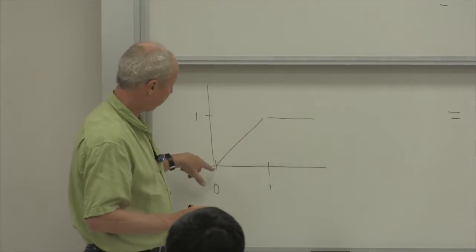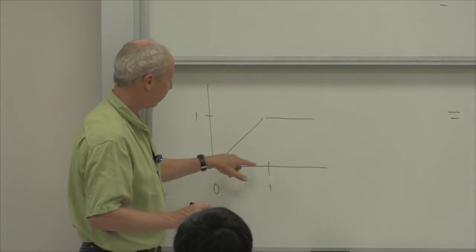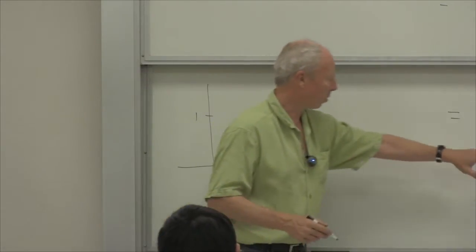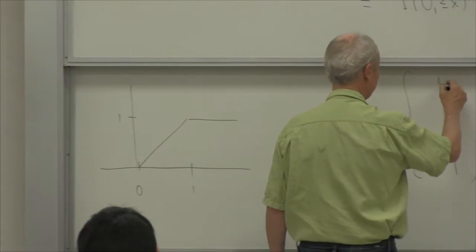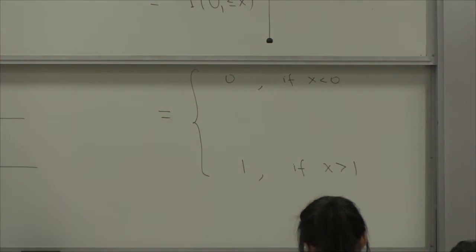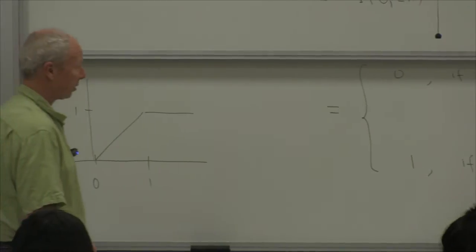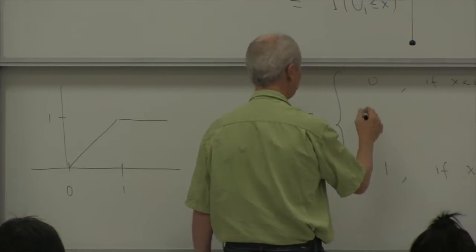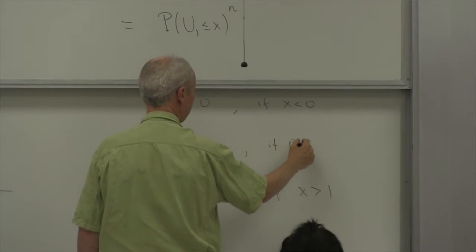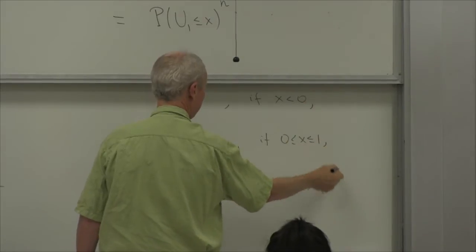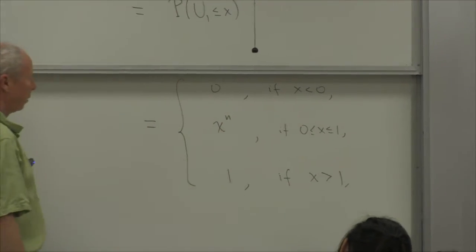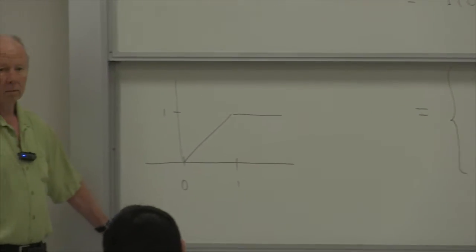Why is it 1? Because if it's a uniformly distributed random variable on the interval from 0 to 1, the random variable has to have the value less than or equal to 1. So the probability that it's less than or equal to a number bigger than 1 is 1. If x is less than 0, then this probability is 0. All the numbers are between 0 and 1, so they can't be less than 0. The maximum can't be less than 0. Otherwise, if x is between 0 and 1, then this thing is x, and we raise it to the nth power. Okay.